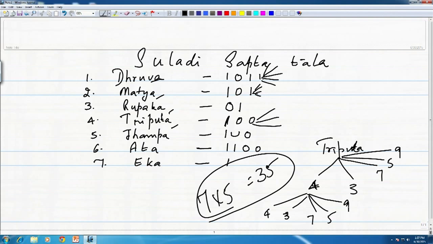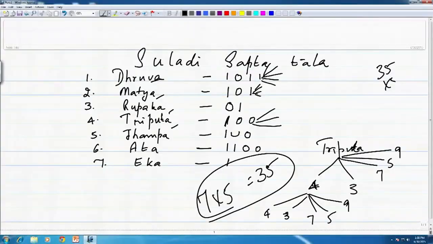So you could have the basic Adi Tala or Chatushra Jati Triputa Tala as 1, 2, 3, 4, 1, 2, 3, 4, 1, 2, 3, 4. Now this is called Chatushra Nadai or Chatushra Gati Chatushra Jati Triputa Tala. Now you have 1, 2, 3, 1, 2, 3, 1, 2, 3. This is again Chatushra Jati Triputa Tala, but Tishra Gati or Tishra Nadai.